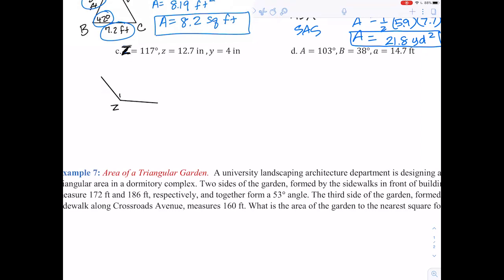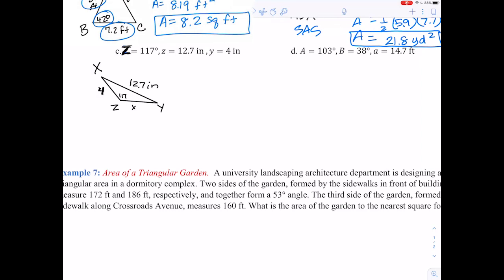So there's Z, and there's 117 degrees. And so side Z would be over here at 12.7 inches. And we'll say that this is Y. So this would be side Y right here, which is 4. And then they didn't even tell us what the last letter of the triangle is, so I'm just going to call it X. Okay, so there's our given information.